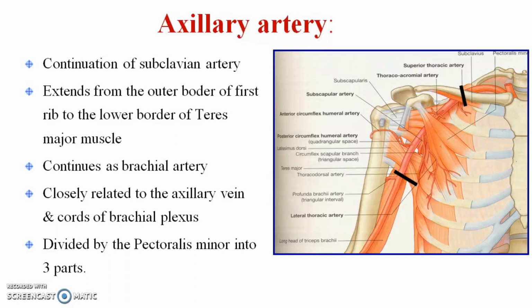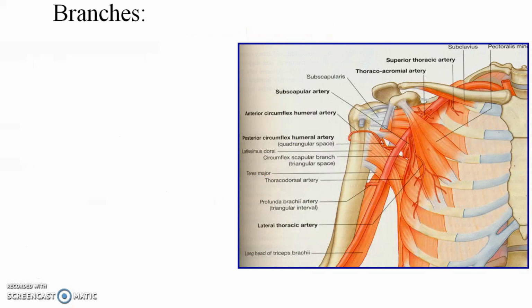For our easy understanding about the branches of the axillary artery, it is divided by a muscle called pectoralis minor, which we already know. We have a muscle in the pectoral region called pectoralis minor, which is responsible for dividing the axillary artery into three parts. So about the details of this axillary artery and its branches we will move on. I said we have three parts formed by the pectoralis minor muscle.